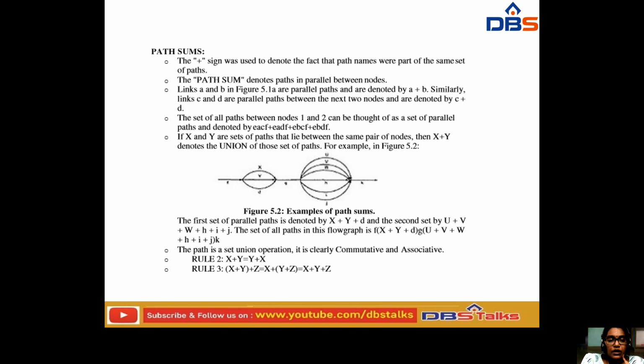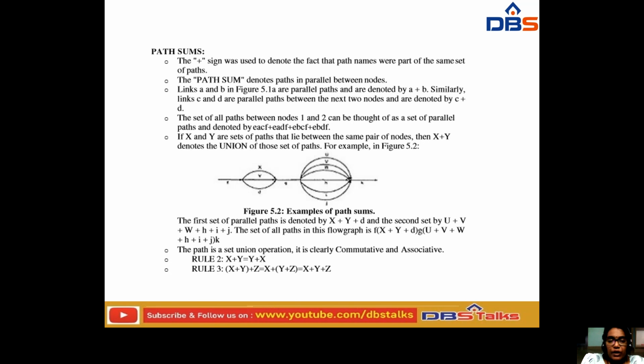So here, the set of all the paths between the nodes 1 and 2 can be thought of as a set of parallel paths, and it is denoted by EACF and EBDF, just like that. Now let us see how it will be implemented here. If x and y are sets of paths that lie between some pair of nodes, then x plus y denotes the union of the sets of paths.